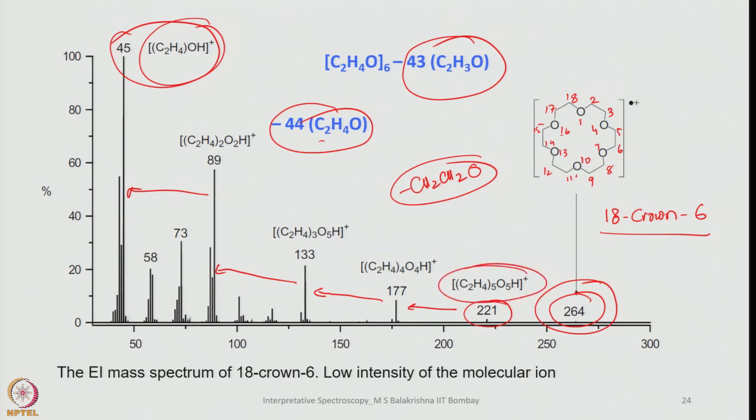221. And then again, incrementally it loses 44. That is due to the C2H4O moiety, and regularly until it arrives at this last one with an m/z value of 45, that is C2H4OH+. That means wherever we have these CH2O moieties, one can see the fragmentation follows this sequence.